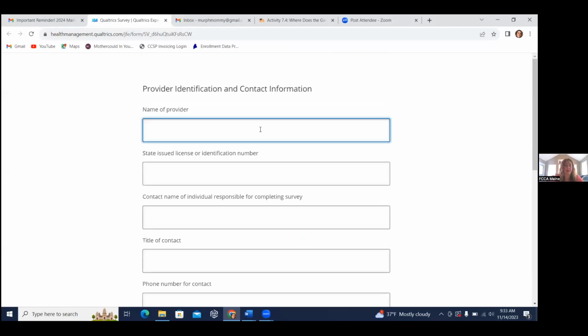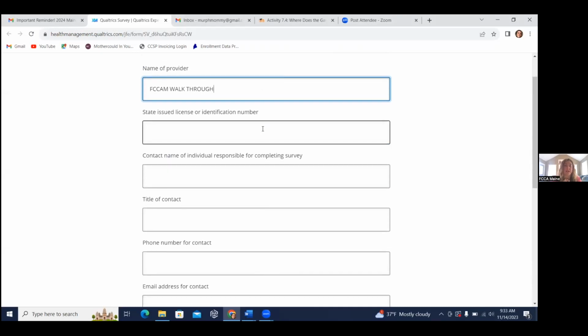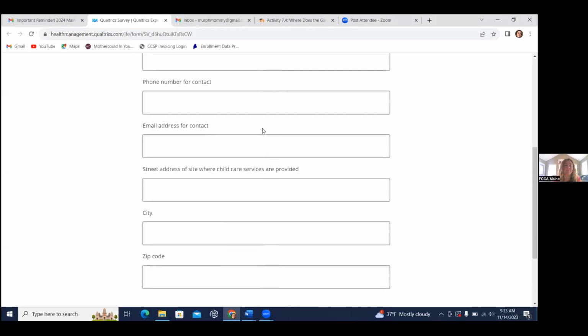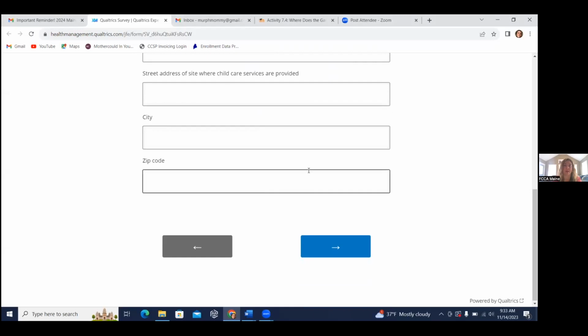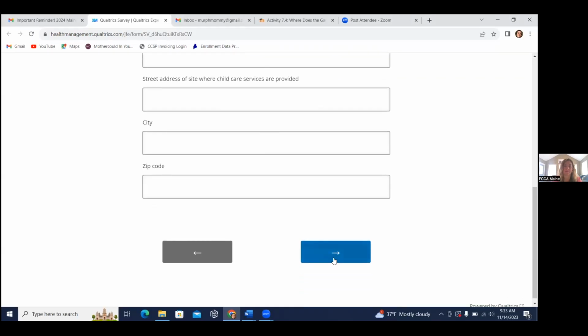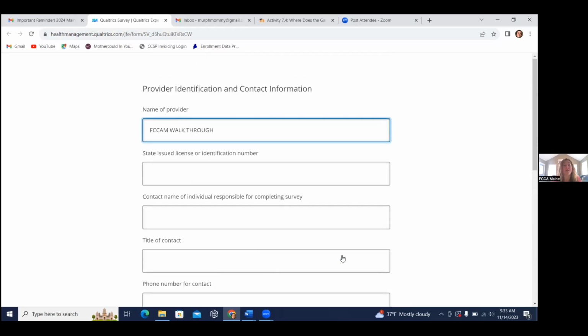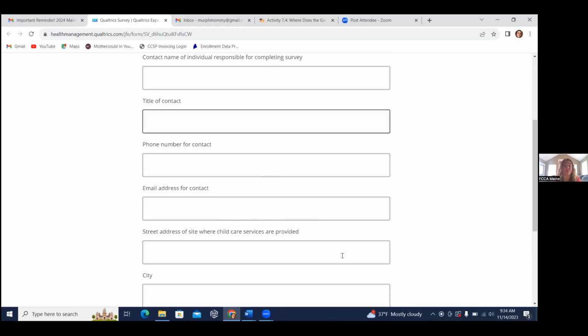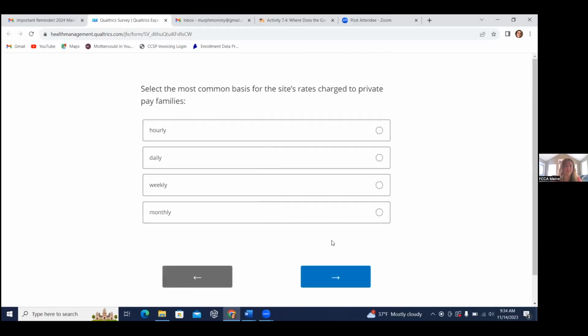So in the contact information, you'll need your state license number, the name of the person filling out the survey, your contact information, and where you're located. I'm trying to make a checklist in my head so we can offer that. Oh, that's a great idea. Yes, like we could go through each page, and this is what you'll need on each page of it.